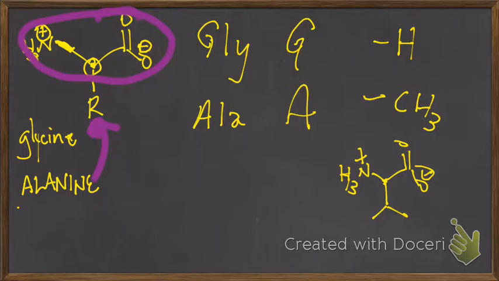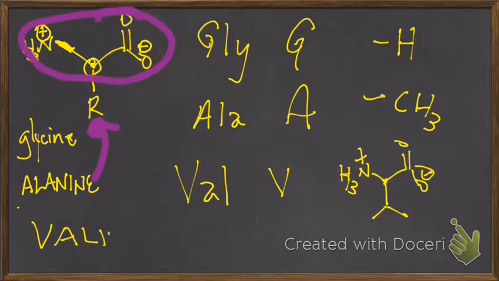I actually like to draw it out this way because it helps me remember which one it is. This is valine, which is VAL and the letter V. Valine. It's also hydrophobic, so it's an aromatic.